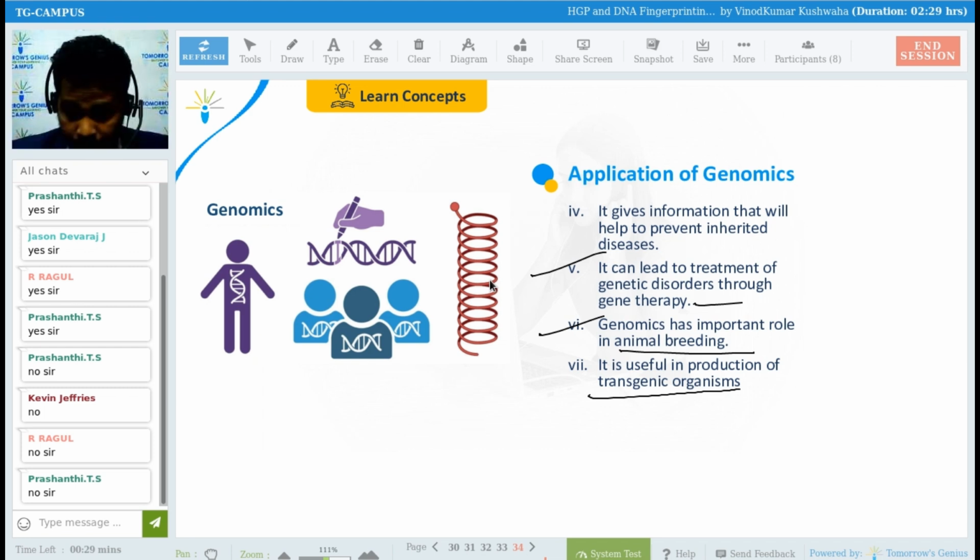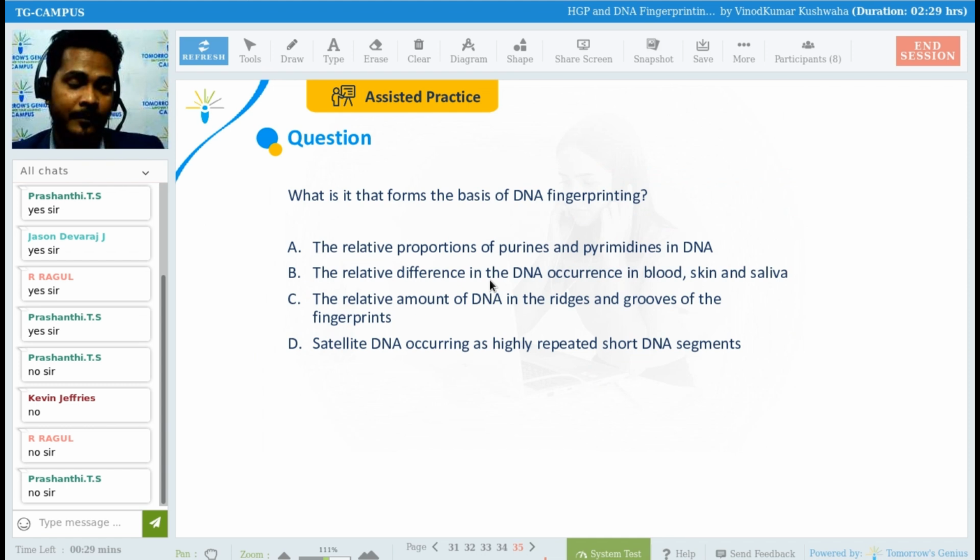Okay, so let's move to the next topic. I mean to say the question answer practice. So here you have questions. What is the question? What is it that forms the basis of DNA fingerprinting?